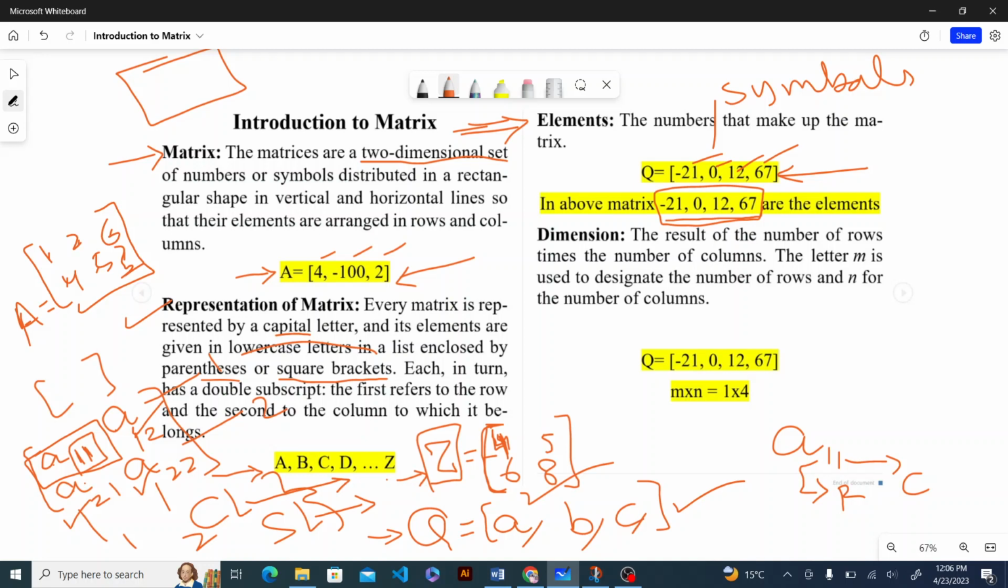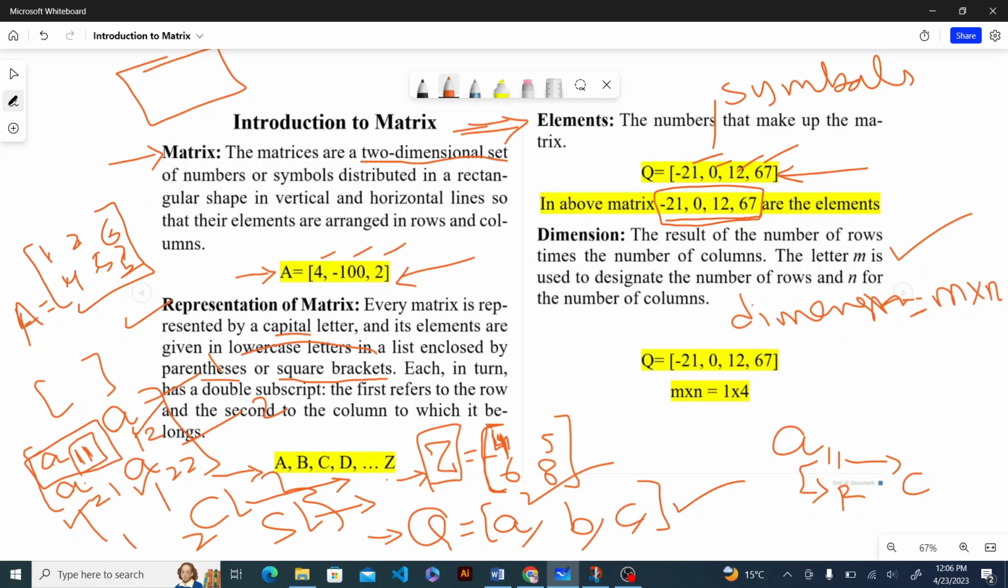Let's see the last thing, which is dimension. What is the dimension of a matrix? It is the result of the number of rows times the number of columns. The letter M is used to designate the number of rows and N for the number of columns. So dimension is equal to M into N.